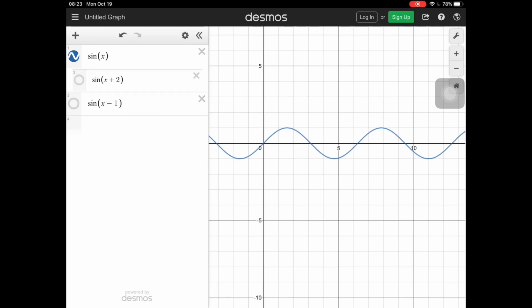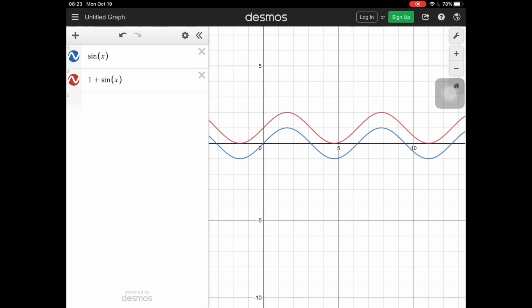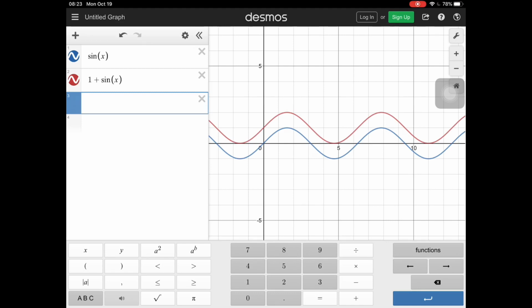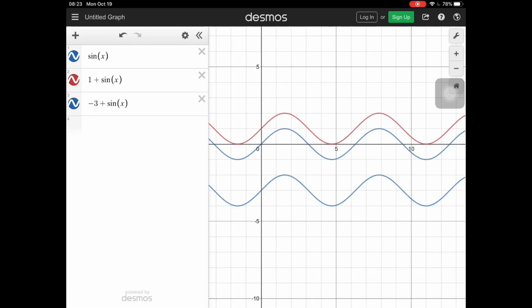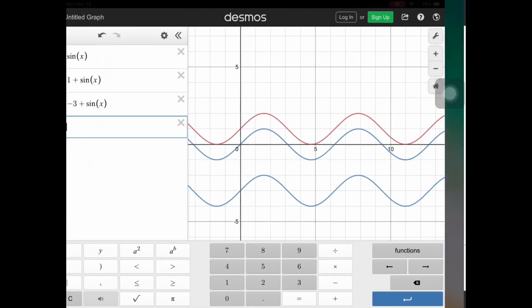We're going to leave sine of x. Then we have, for example, 1 plus sine of x. You would see that the function, the red one, now moved 1 unit up, right? Instead of being in its original position, all of the points have moved 1 unit up. But it's only a vertical translation, not a horizontal translation. Then if I do, for example, negative 3 plus sine of x, you should see that the function should move 3 units down, right? You see that? And if we do, what was another case? Let's see, 2 plus sine of x. It'll be the same thing, right?